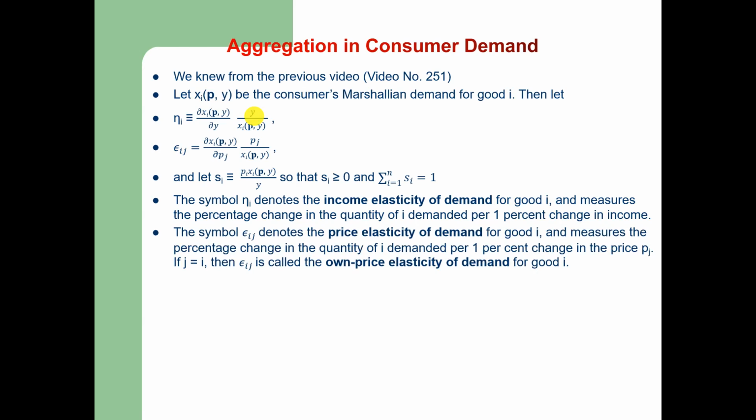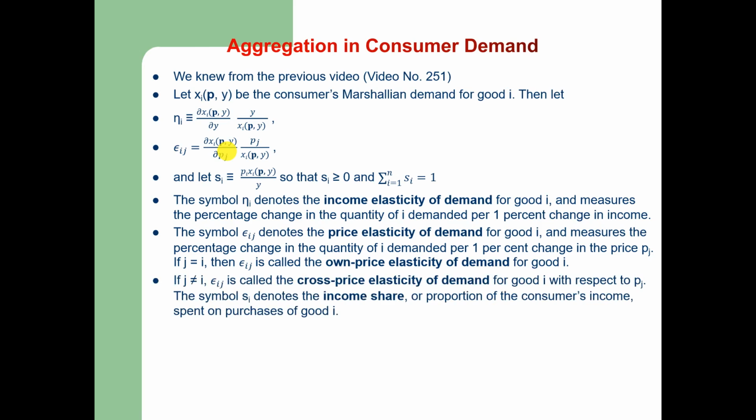The symbol epsilon ij denotes the price elasticity of demand for good i, and it measures the percentage change in quantity of xi due to a 1% change in the price of the jth good. So this is cross price elasticity of demand. If j is equal to i, then this is own price elasticity of demand for good i, and if j is not equal to i, then epsilon ij is called the cross price elasticity of demand for good i with respect to the price of j.